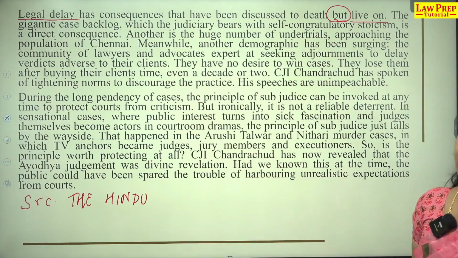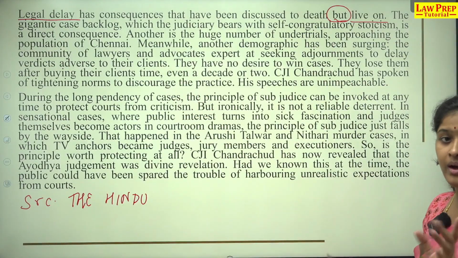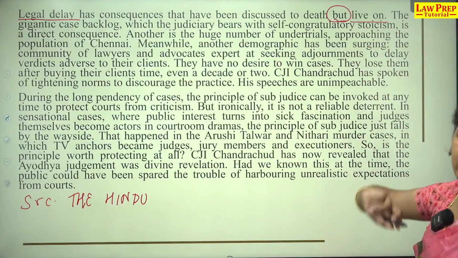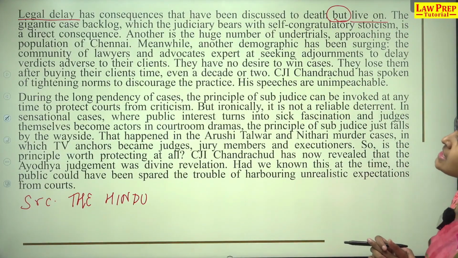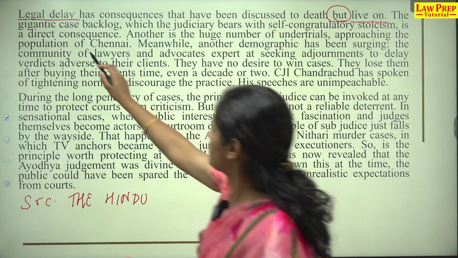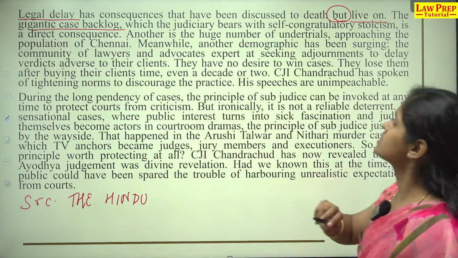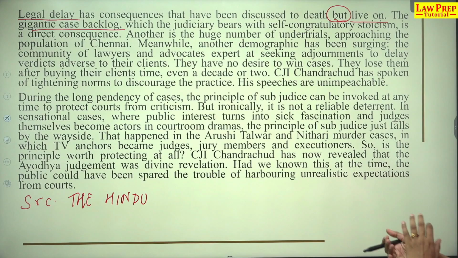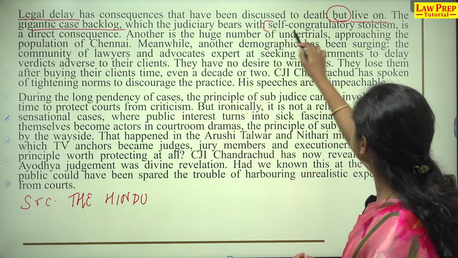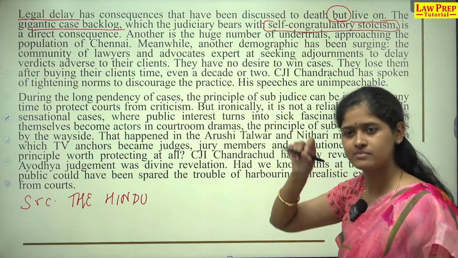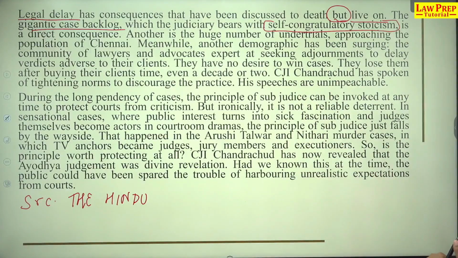Consequences, there are consequences of judicial delay, we all know, but they live on. The discussion still lives on. The gigantic case backlog, this is important, which the judiciary bears with self-congratulatory stoicism, is a direct consequence. Self-congratulatory stoicism, the judiciary is simply not bothered. No? Another is the huge number of under trials.